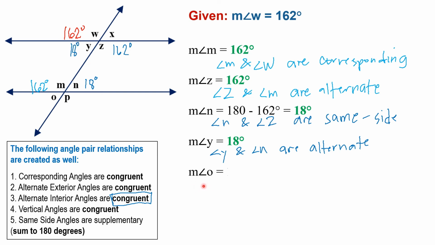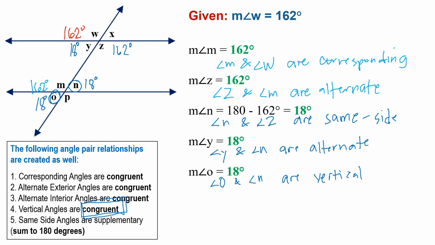Okay, next, how about the measure of angle O? Where is angle O? Over here. We can pair it with any of these angles, but it is easier if we pair it with angle N. Look at angle O and angle N. As you can see, angle O and angle N are vertical angles. Since they are vertical angles, they must also be congruent. So angle O and angle N are congruent. Therefore, the measurement of angle O must also be 18 degrees.